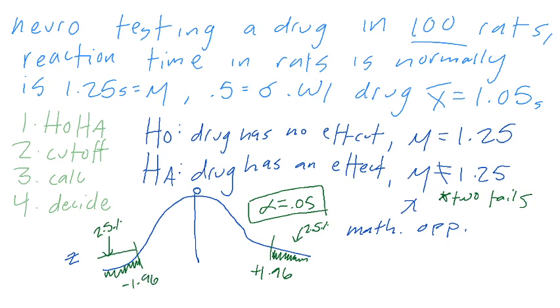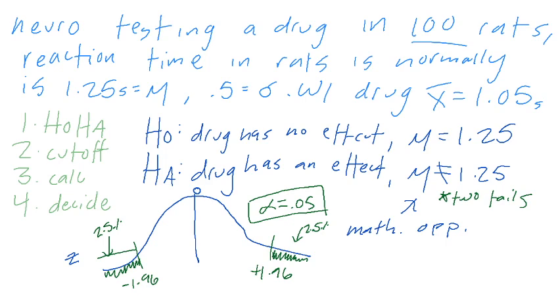Our calculated z-score could be negative, it could be all the way over here, or it can be positive and it'll be over here. But regardless, for it to be a statistically significant difference between rats that took the drug and normal rats, we would need to find a z-score over here in these critical regions.